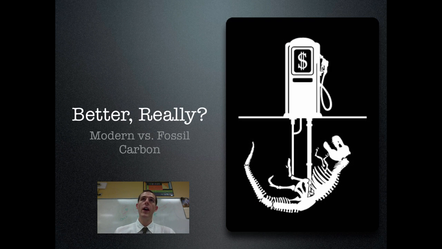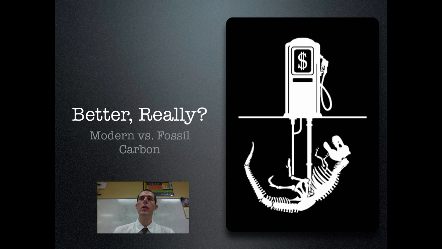So before we actually get into talking about whether biofuels are better or not, you need to understand this topic of modern versus fossil carbon. Modern carbon, and we're talking about carbon dioxide here, is basically the idea that plants that are growing right now are taking carbon dioxide out of the atmosphere and storing that carbon within the body of the plant. When we burn those plants, we release that carbon dioxide back to the atmosphere.